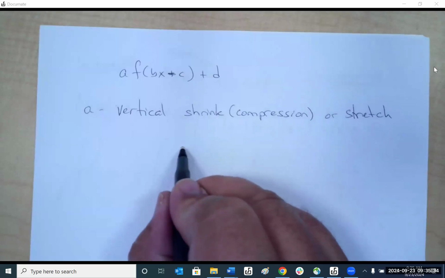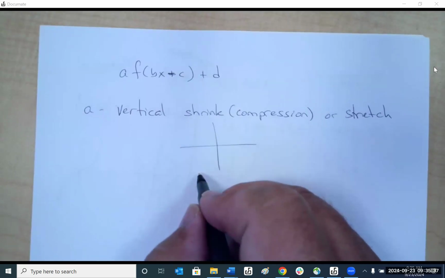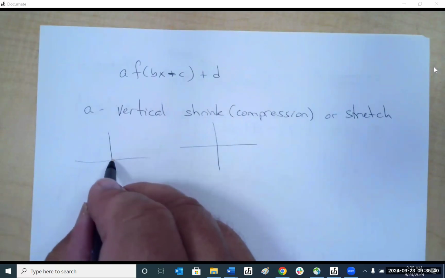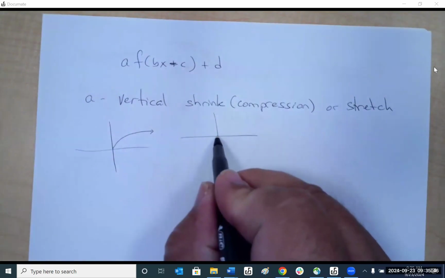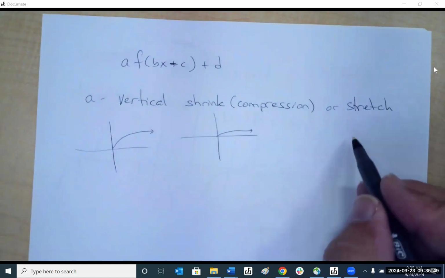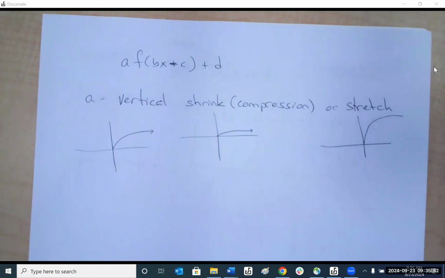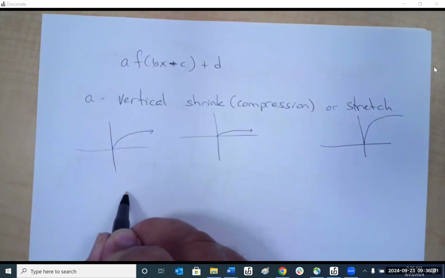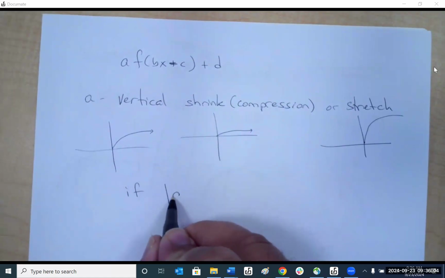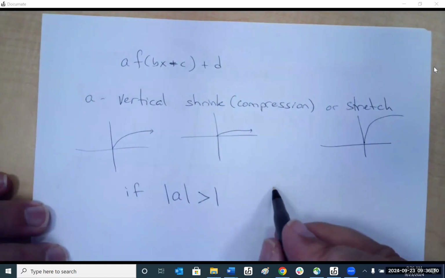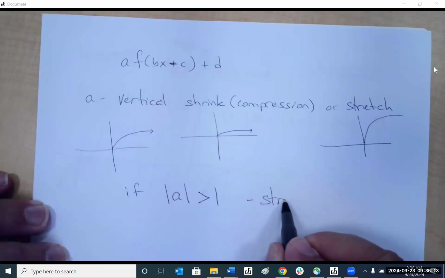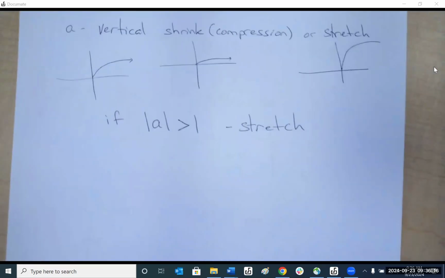So here, let's say our original function is, let's use this one. It's the easiest one. The shrink simply moves it down. The stretch makes it bigger. So if the absolute value of A is bigger than 1, it's a stretch.